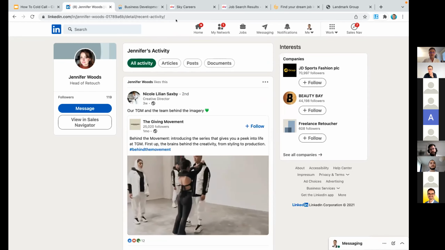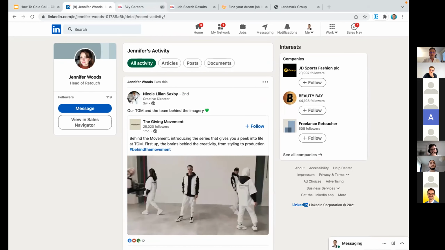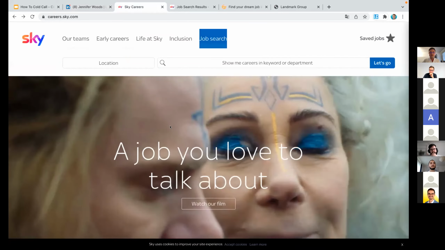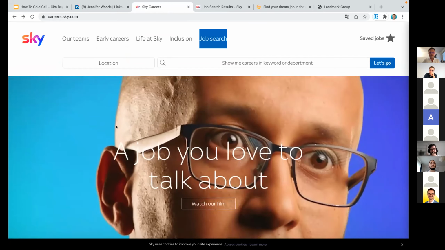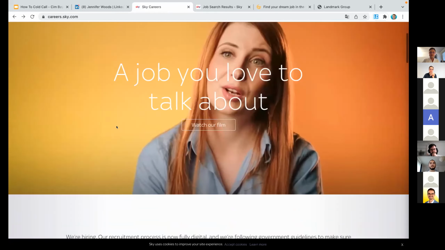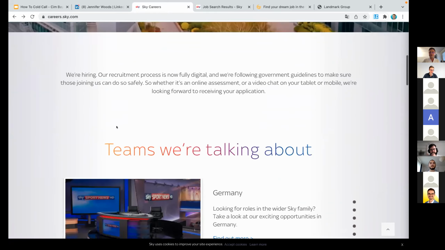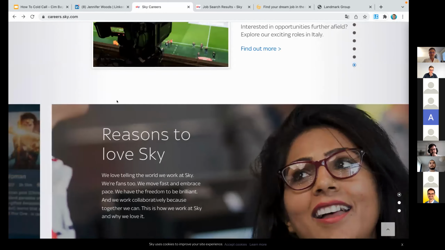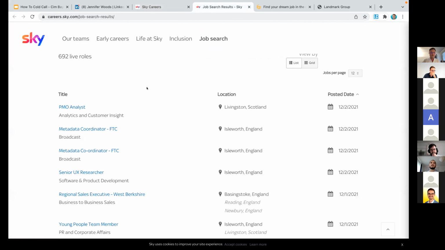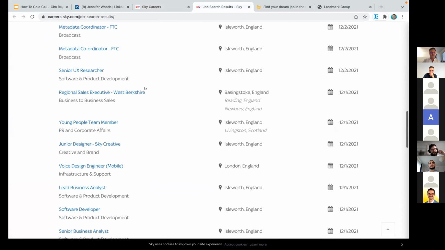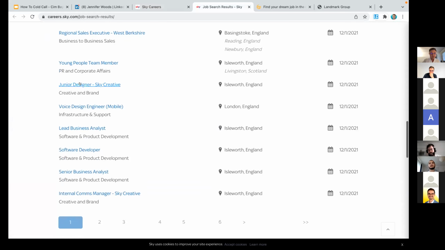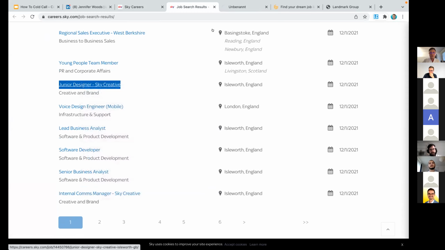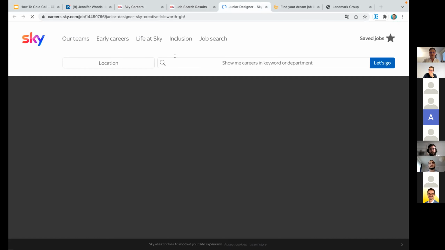We can still look up the company profile if you want. I already opened it. She's working for Sky, and here you can already read a little bit about the company itself. If you can't find any information here, then you just jump to the job openings and try to look for something similar to Jennifer. So maybe junior designer would be a good option here.